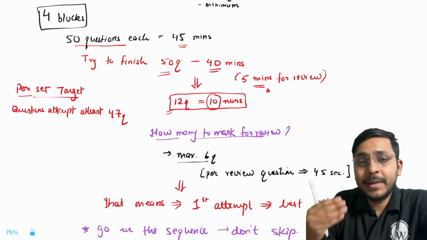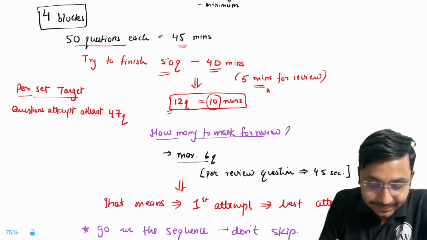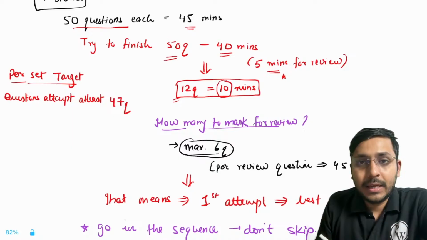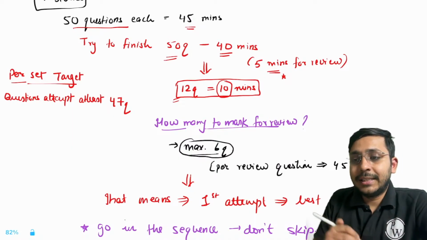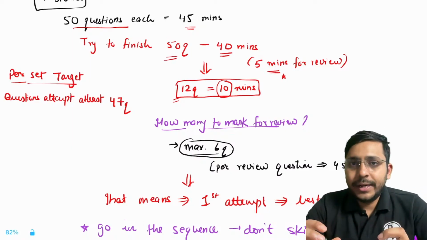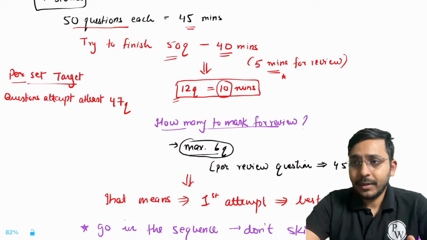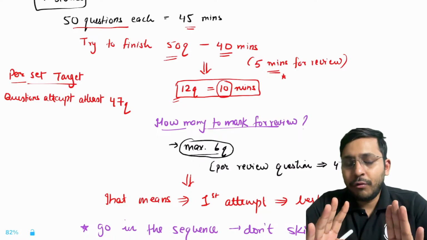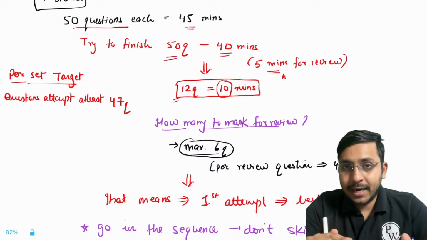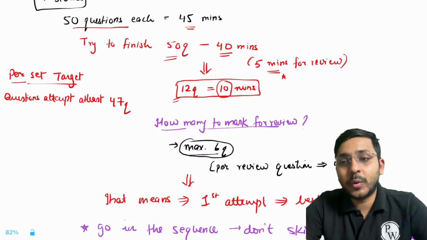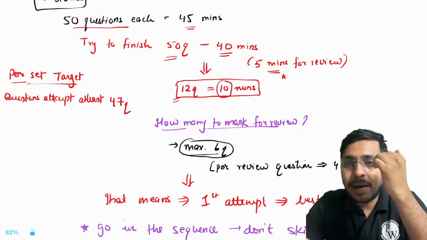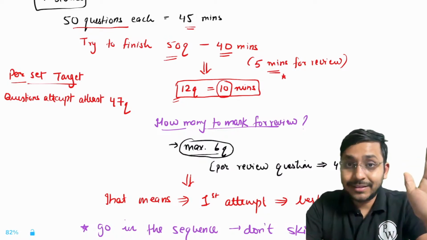Now, how many to mark for review? Because you have only 5 minutes to review these questions, I would say don't mark more than 6 questions for review. Why 6? Because these marked for review questions are those in which you have a little doubt, and you need to think for a little while. I'm assuming you'll take around 45 to 50 seconds to solve each one. That means in the next 5 minutes, you can only review 6 questions. So don't mark a lot of questions for review. I think 6 is a good number.